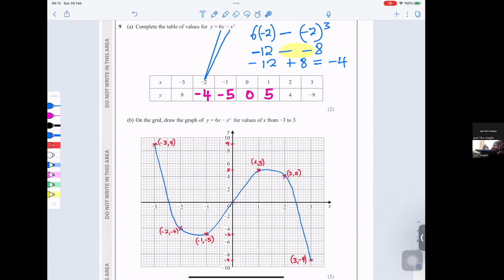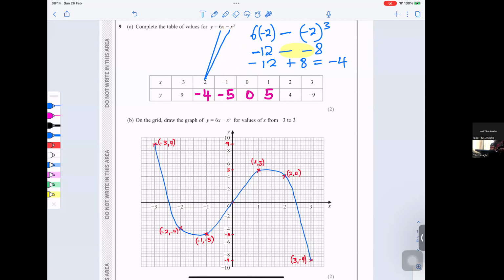And you do the same, you put -1, it gives you -5. When you put 0, it gives you 0. And you put 1, and it gives you 5. And you plot the points on the graph.